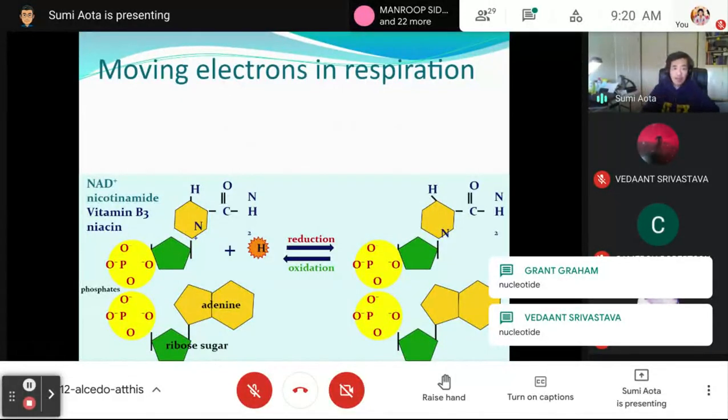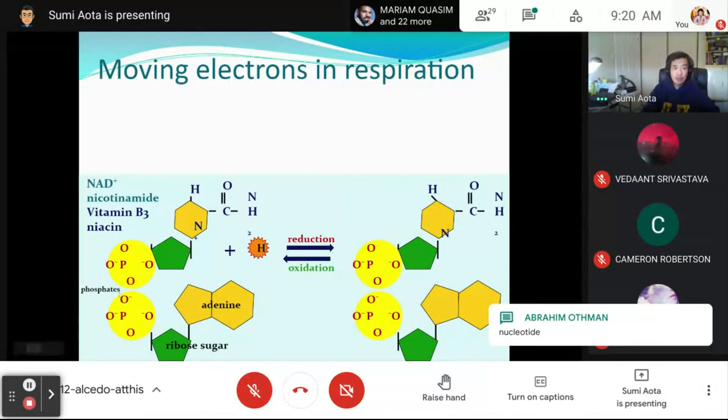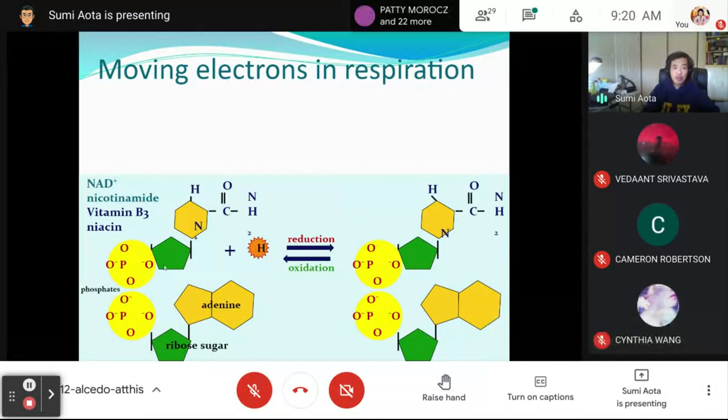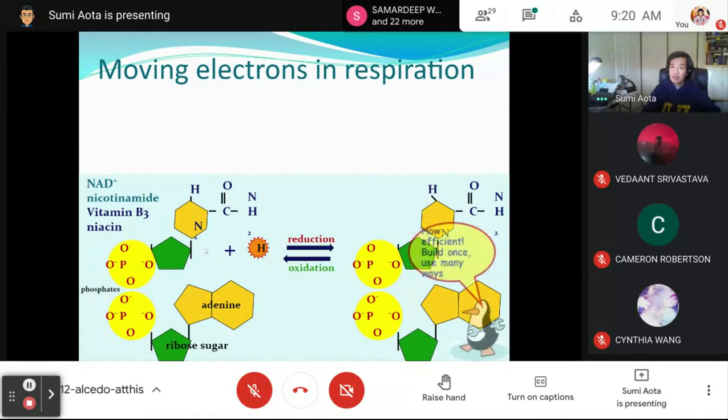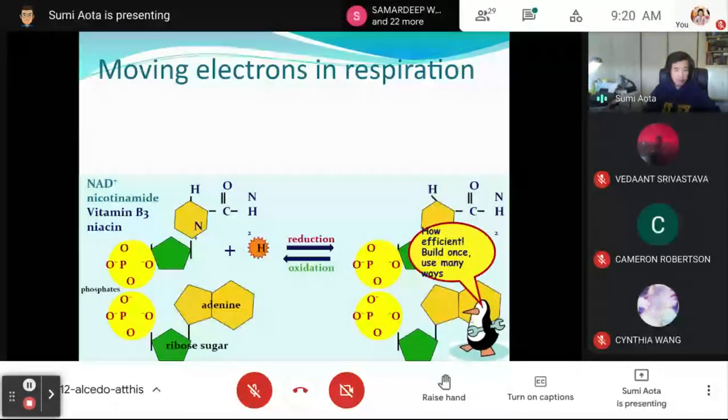Because we've got an adenine base, we've got a ribose sugar, two phosphates, another ribose sugar. And then this thing which is nicotinamide. So nicotinamide, that's this part, adenine, right? And then it's a dinucleotide. Why? Two sugars, two phosphates. So this is a modified nucleotide, right? How efficient? Build once, use many ways.